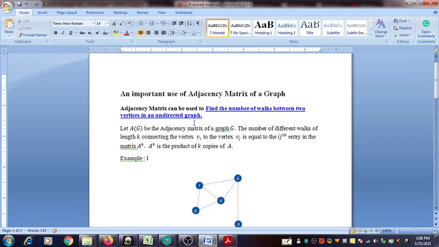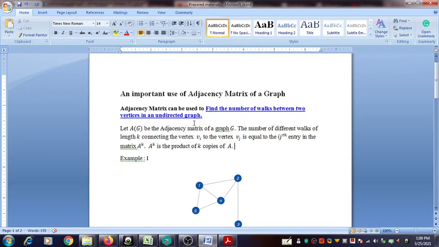So what is A raised to k? It is the product of k copies of the matrix A. It will also be a square matrix because A is a square matrix, and symmetry will also be preserved for the matrix A raised to k.